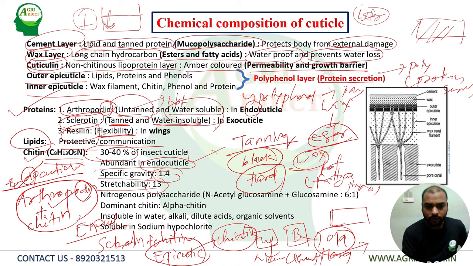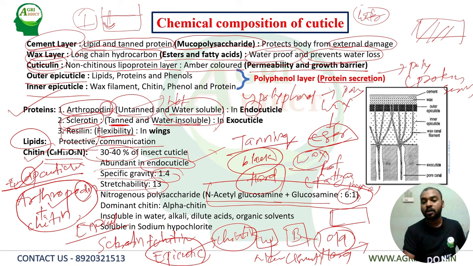And the most important thing is chitin is consisting of N-acetyl glucosamine and glucosamine in the ratio of 6:1. You have to remember these things, very, very important question from the exam point of view. Okay. So the dominant chitin is alpha chitin, insoluble in water, alkali, dilute acids and organic solvents, but it is soluble in sodium hypochlorite. Only that solvent, sodium hypochlorite, will digest the chitin. Okay. So you have to remember.